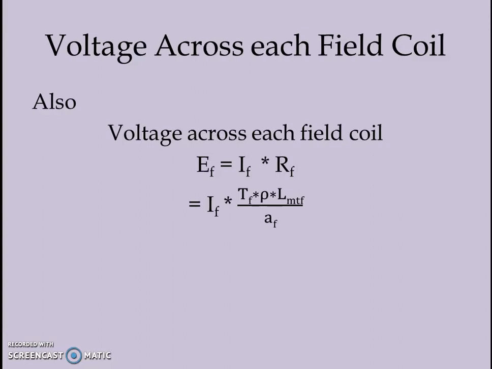Now in this equation we can see that some of the quantities are known. For example, the voltage across each field coil, EF, is known, rho is known, and LMTF, the length of the mean turn, we have calculated at the very first stage. So now let us derive the area of cross-section of the field conductor from this equation. This equation is very important, and from it we are supposed to calculate the area of the field conductor. TF is the number of turns in each field coil.